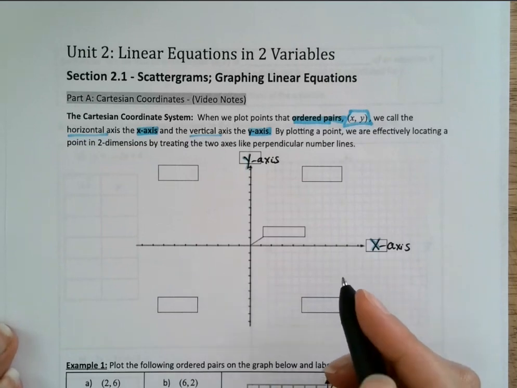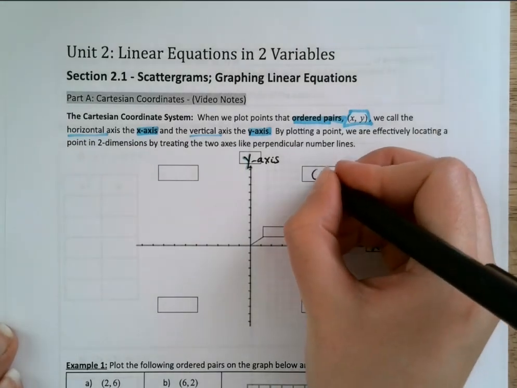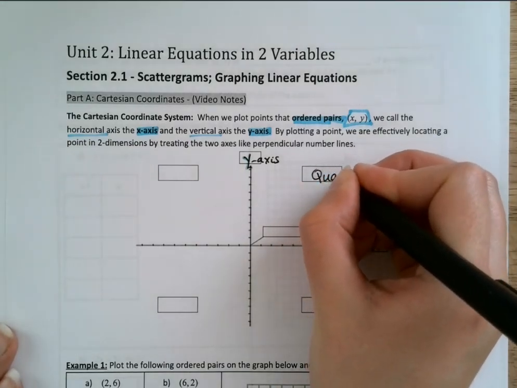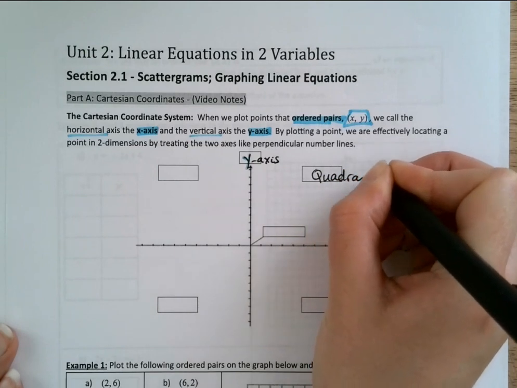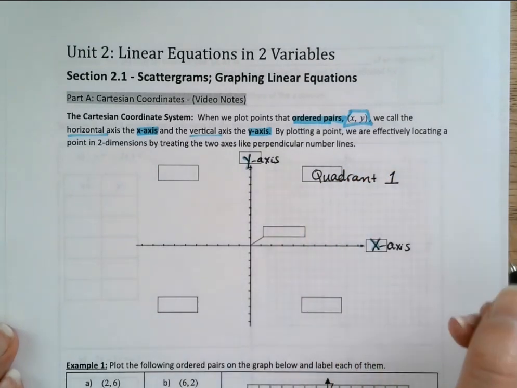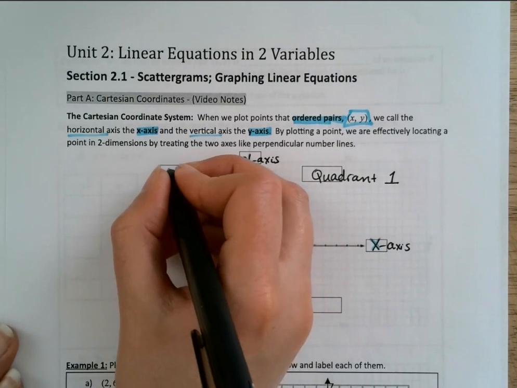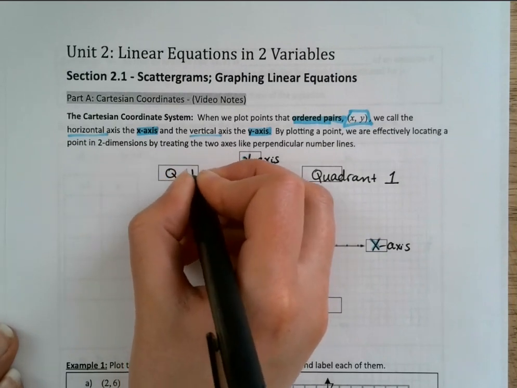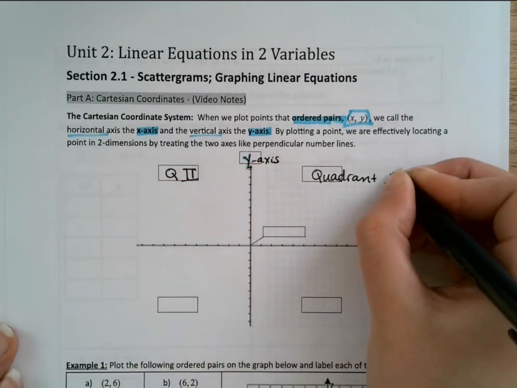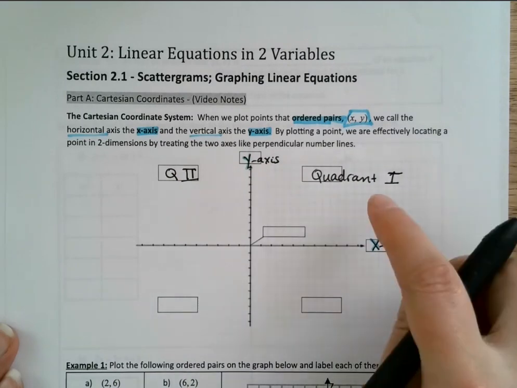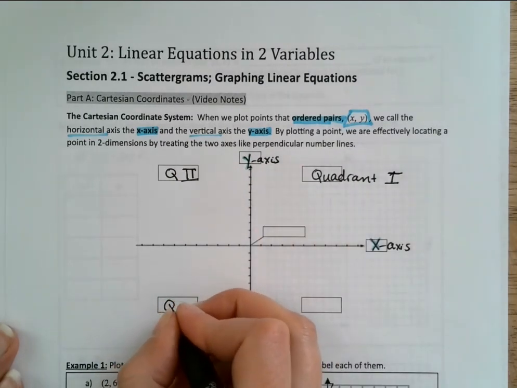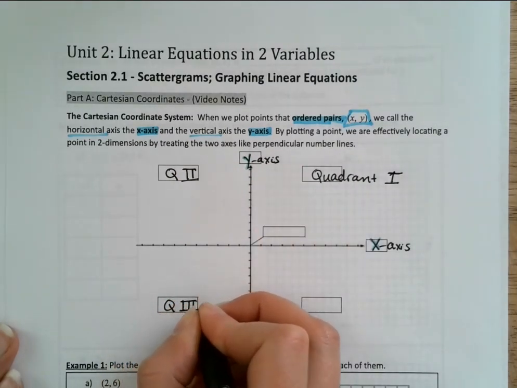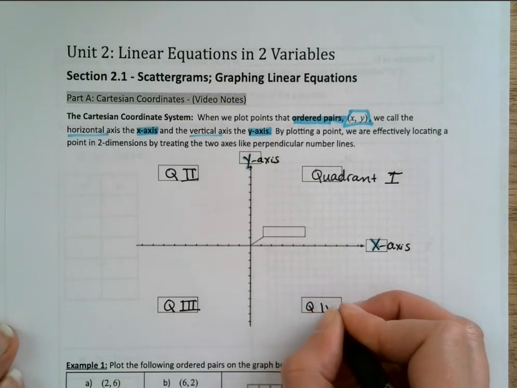Okay. Now, because these 2 axes partition our page into 4 different segments, we call those quadrants. We're going to number them as quadrant 1. Quadrant 2, we'll just shorten it to Q2. Usually we actually use Roman numerals for these instead of Arabic numerals. So quadrant 1, quadrant 2, quadrant 3, and quadrant 4.